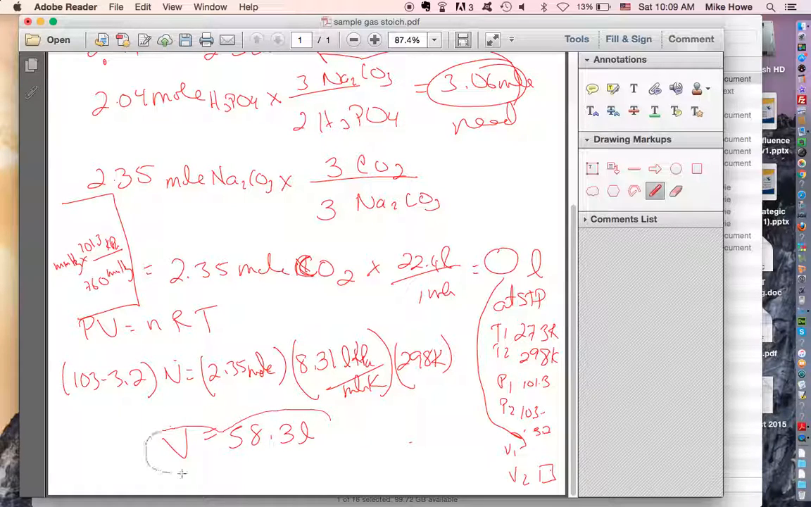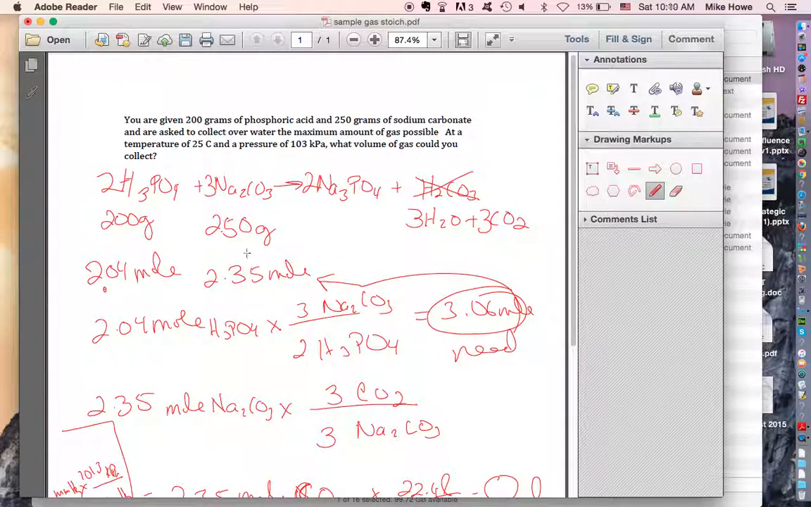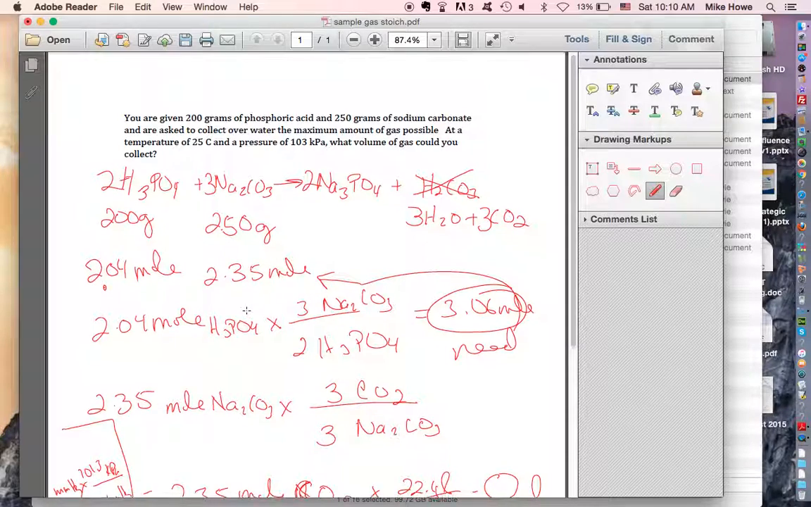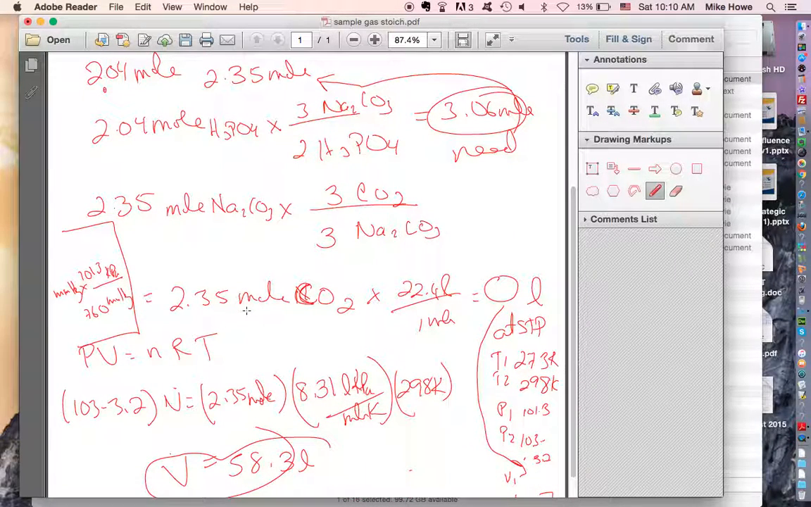Liters. And that's your final answer, 58.3 liters. All right, so that's how you do it. So quick review: write the chemical equation, determine which reactant is limiting. After you know the reactant that runs out first, you find the moles of gas. After you find the moles of gas, you can use PV equals nRT to find its volume.